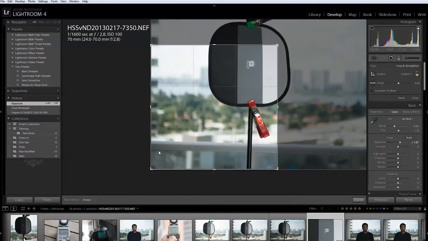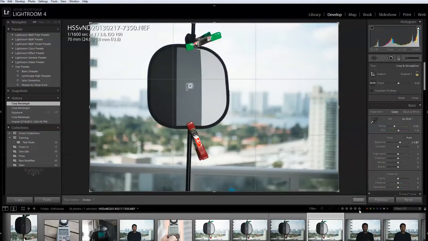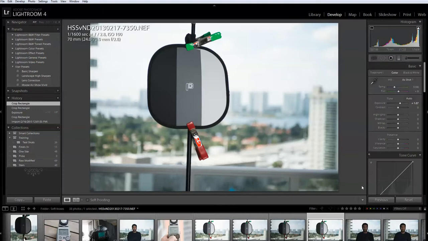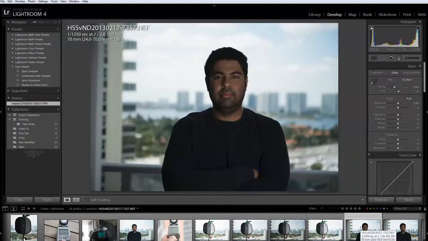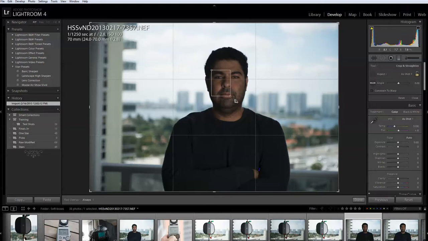So let's see if I go a stop. Yeah, you see my sky now is too blown out. So you know there is this trade-off. So anyway, finally I took my picture. I said, okay, let's do 1/1250 of a second at 2.8. And now, well, obviously this is not.